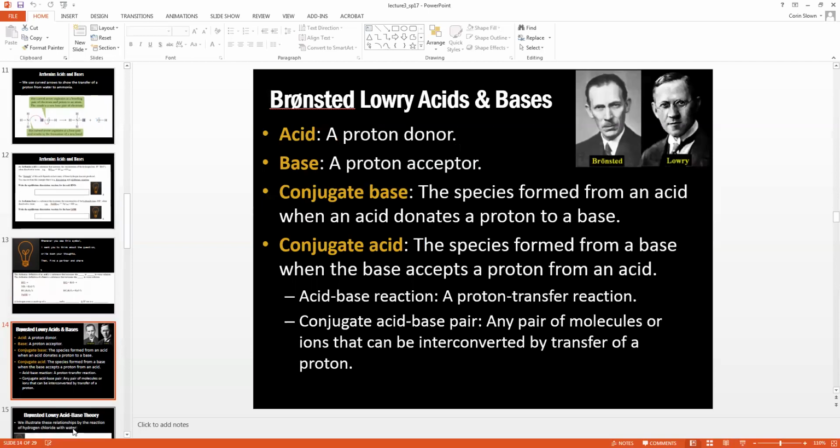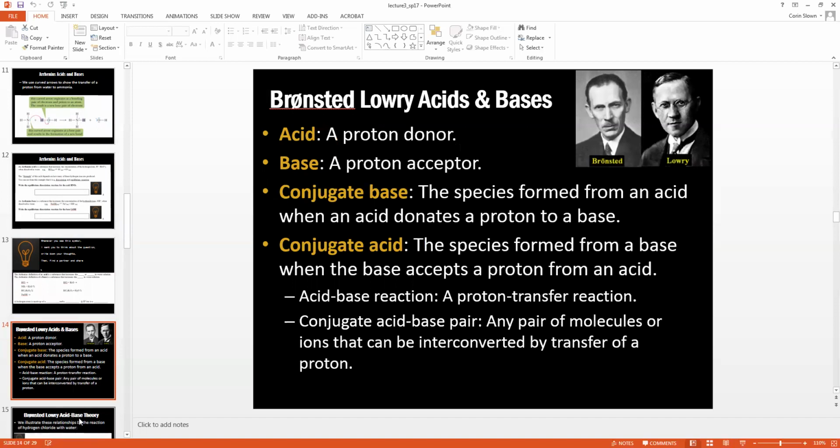So Bronsted-Lowry acids and bases are slightly different definitions. I know, they look really grumpy there, but actually they were brilliant men who made a significant contribution to our understanding of the behavior of acids and bases. So their definition is that an acid is a proton donor and a base is a proton acceptor.